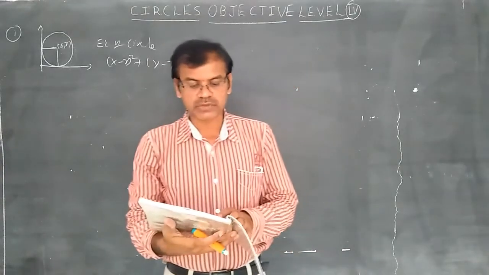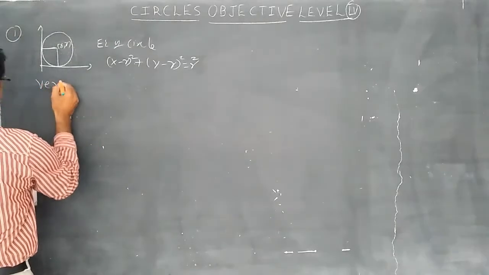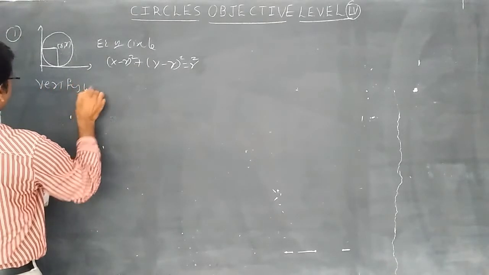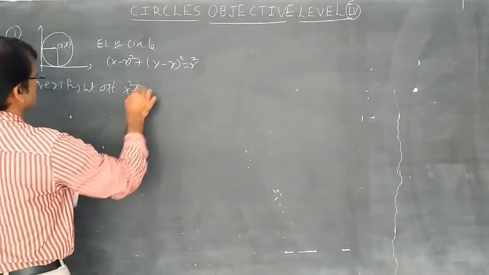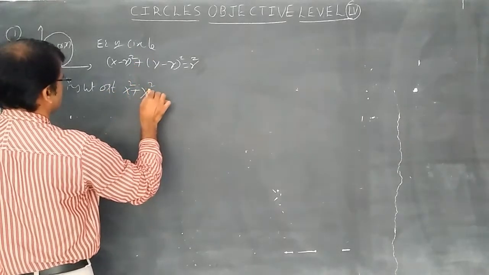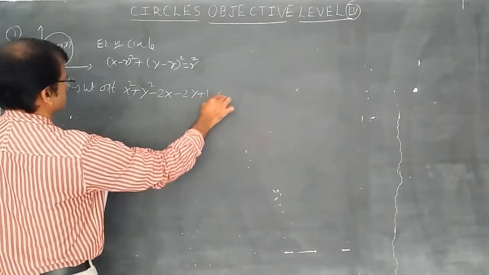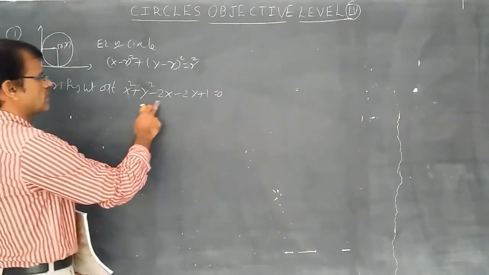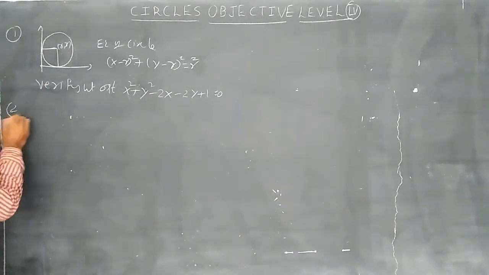So according to the options, it is only the first option. Simply verify the first option. You will get the answer as center (r, r) and radius r: x square plus y square minus 2x minus 2y plus 1 equal to 0. Here center is (1, 1) and radius is the square root of 1 plus 1 minus 1, so it is 1. That's all.